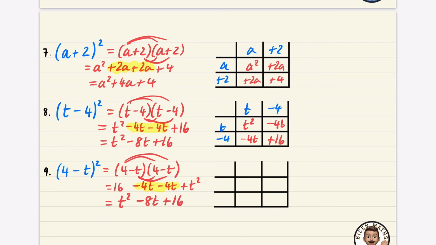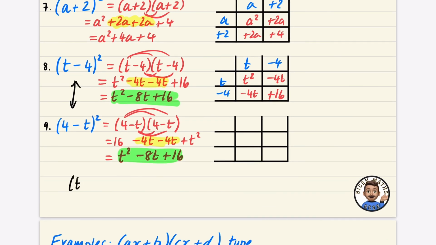That's really weird. This answer is exactly the same as this answer. That tells me that these two things must be the same as each other. That tells me that t minus 4 squared is the same as 4 minus t squared. I wonder why that might be true. Think about why this could be true. Well, the reason is because this one is almost like the negative version of this one, and when you square a negative you get the same thing as when you square the positive version of that.